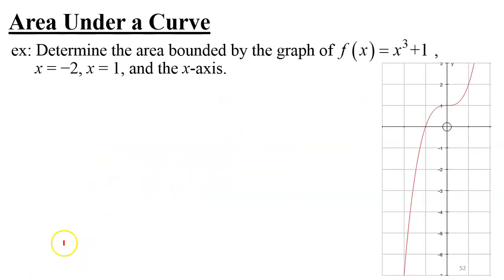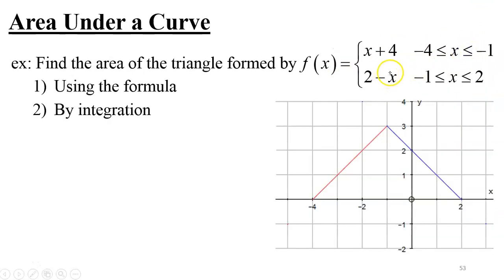Now, if we move to solving some examples here. In this first example, we need to determine the area bounded by the curve of f of x equals x cubed plus 1, x equals -2, and x equals 1. If I were to graph the function y equals x cubed plus 1, as you can see, I already have its graph here.